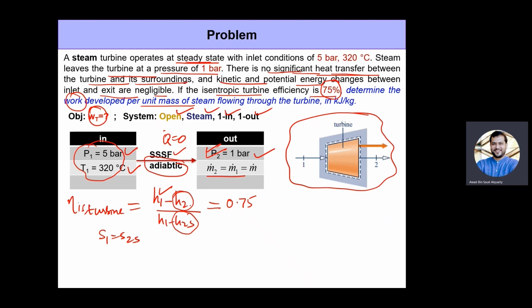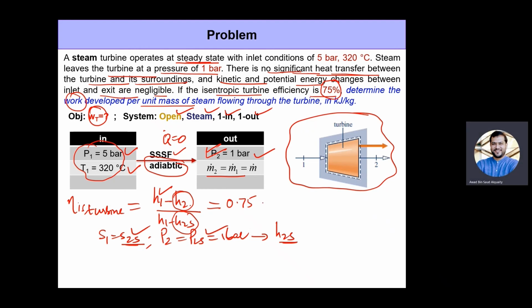Now, for state 2S, the entropy is known to us, and pressure P2 is going to be equal to P2S. It's going to be 1 bar. So now we have the pressure and we have the entropy. Using this, we can basically get H2S. Once you have it, it's a very straightforward formula that we're looking for.